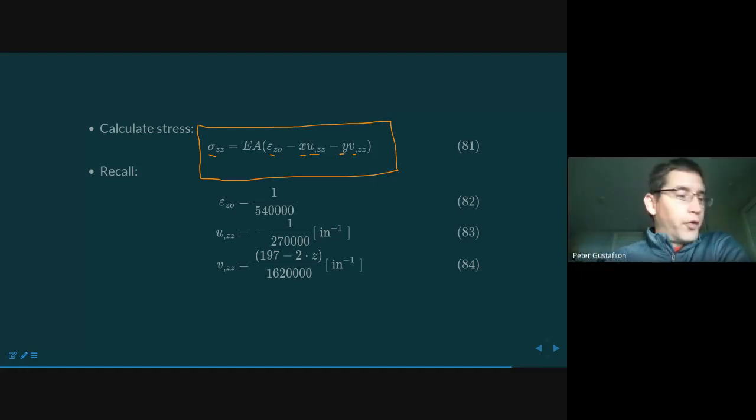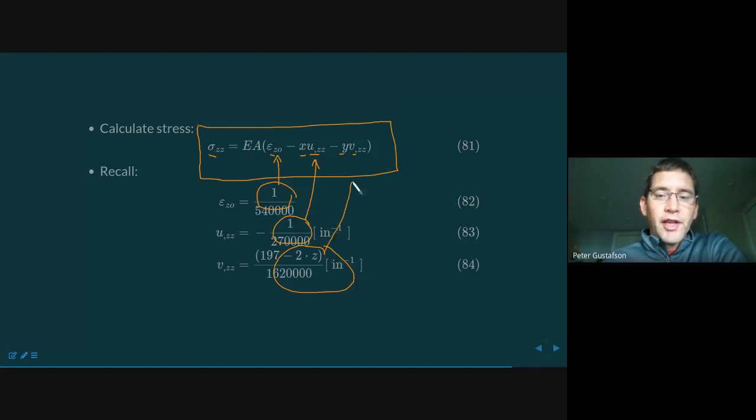Okay, I'm not hearing from Sarah. Still a little confused about how you got to the sigma values. Yeah, so basically what I did is I just plugged this value in there. I plugged this value in there. And I plugged this value, which is a function of z, in there.